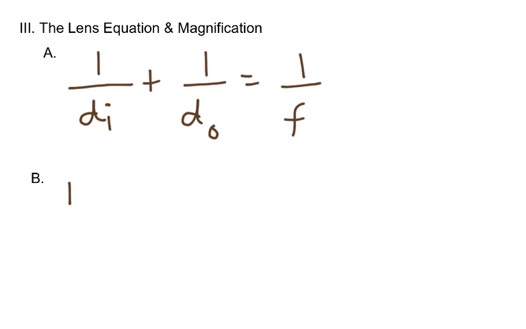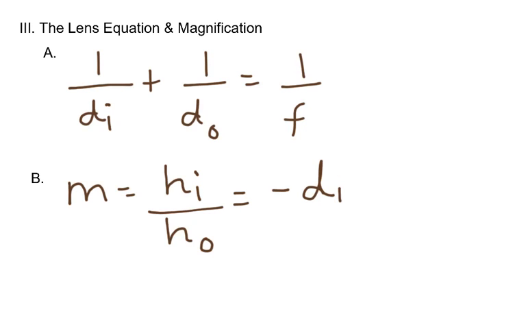And the magnification, m, is also the same. It's the height of the image divided by the height of the object, or what I say, hi-ho, and that's equal to a negative distance of the image over distance of the object, or negative di-do.